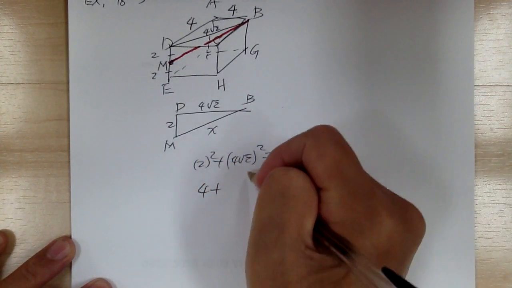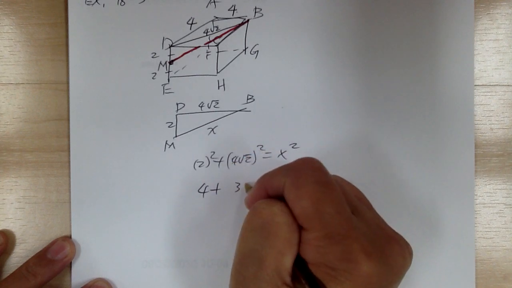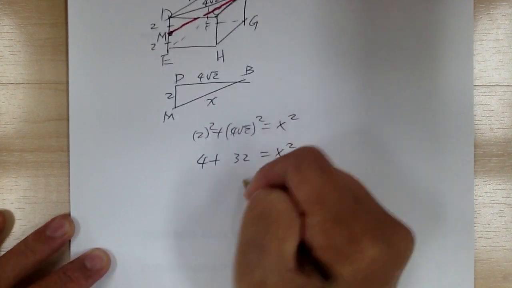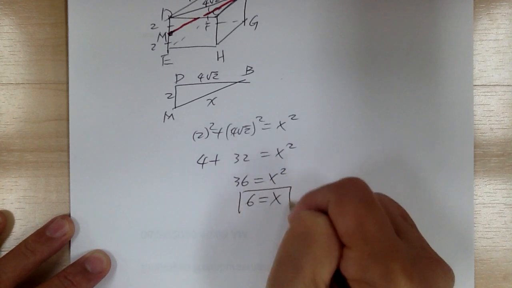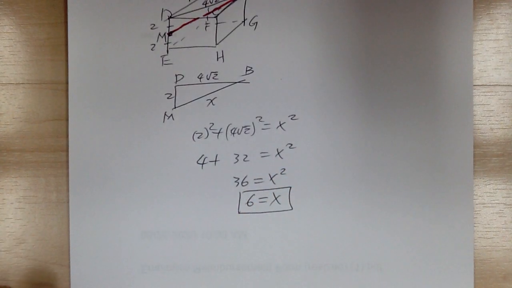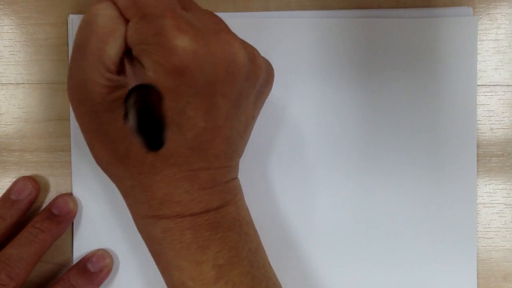So you got 4 plus 32 equal to X squared. So 36 equal to X squared. So X equal to 6. Okay, and that's it. Okay, let's go to example 18-4.